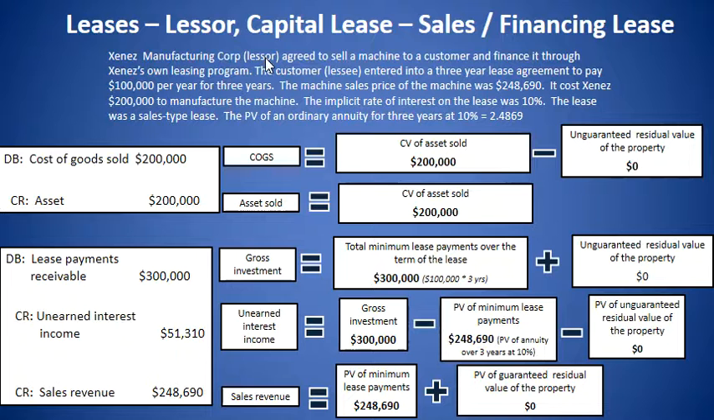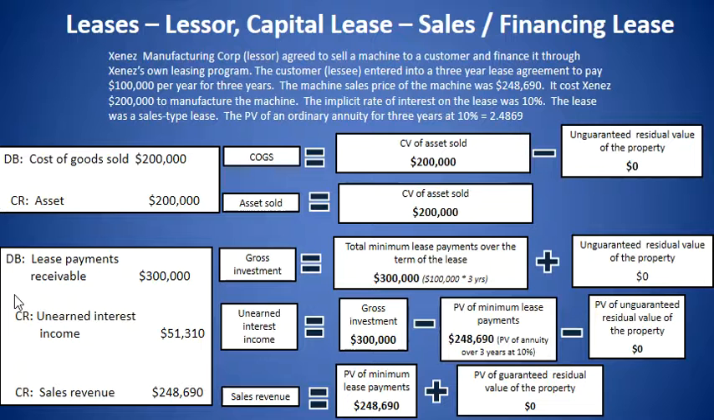Zenas Manufacturing Corporation, who is the lessor, agreed to sell a machine to a customer and finance it through Zenas' own leasing program. The customer, who is a lessee, entered into a 3-year lease agreement to pay $100,000 a year for 3 years. The sales price of the machine was $248,690. It cost Zenas $200,000 to actually make the machine. The implicit rate of interest on the lease was 10%, and the lease is considered a sales type of lease. The present value of an ordinary annuity for 3 years at 10% is 2.4869.